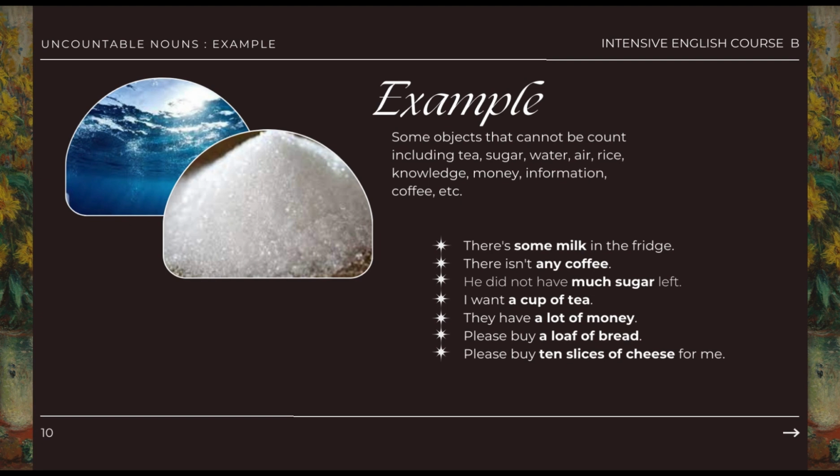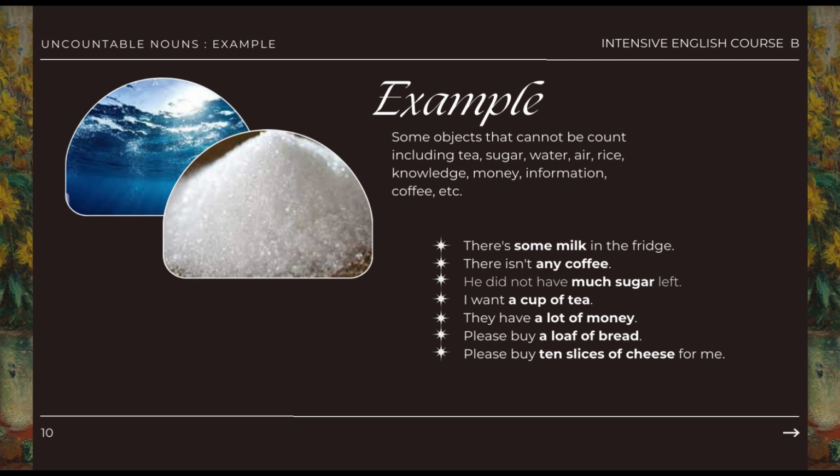Next, let's see the examples of the uncountable nouns. Some objects that cannot be counted include tea, sugar, water, air, rice, knowledge, money, information, and so on. Can we count tea? No, it's almost like a powder. Can we count sugar? We can't, because it is too small to count. Water, air, rice are also too small to count, and it's almost impossible to count because they have no form, just like water. It is liquid.